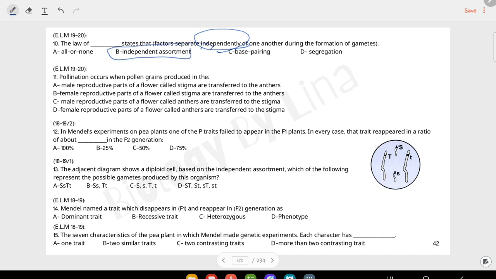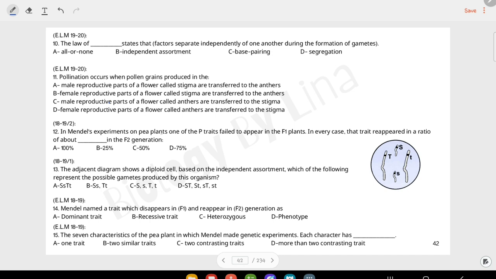Pollination occurs when pollen grains are produced in where? The pollen grains are produced in the male part and they transfer to the female part. So they are produced where? They are produced in the male reproductive part, which is called what? Is the male reproductive part called stigma or anther? It's called anther. So it's produced in the male part, which is called anther, and transferred toward what? To the stigma, which is the female part.